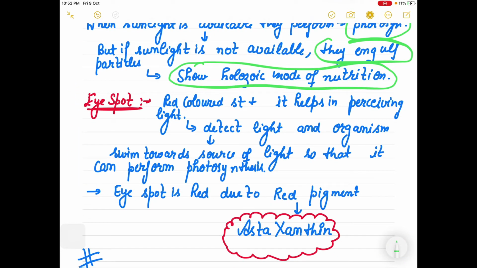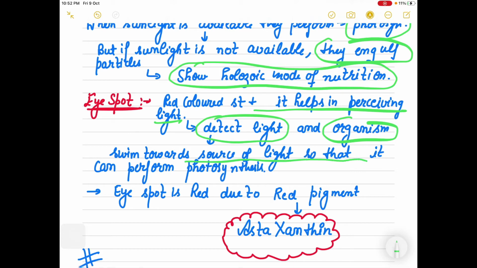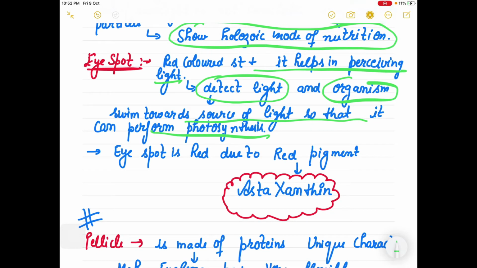Now coming to the eye spot. What does the eye spot do? It is a red color structure. It helps in perceiving light, detecting light, and when it detects light, then this Euglena can move towards the source of light. Because if it moves toward the source, only then can it perform photosynthesis. And the eye spot is red because of the pigment, note it down, that is astaxanthin. The pigment is known as astaxanthin.